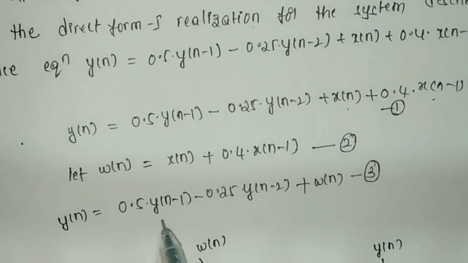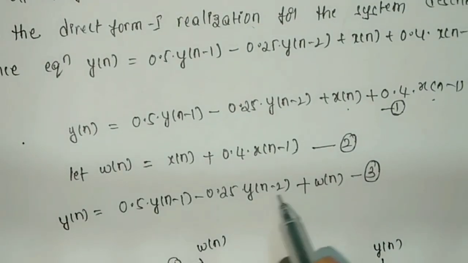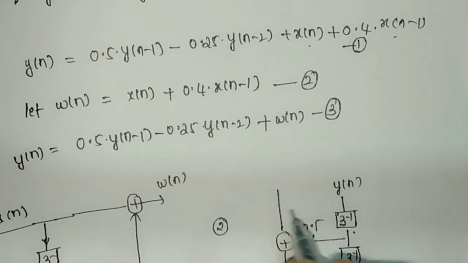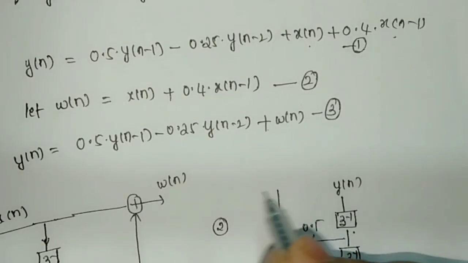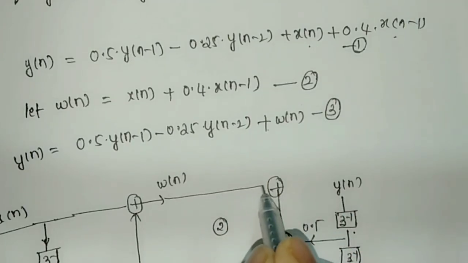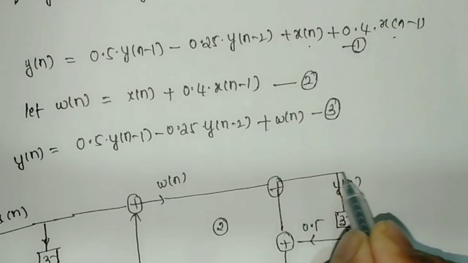Okay, one is z power -1, this is z power -2, this is one delay element, and this is another delay element. So feedback forward mode. Here the output is y of n minus 1, which is multiplied by 0.5, and here it is multiplied with 0.25 z power -2, and these two are added together and added to w of n. So this is the resultant.